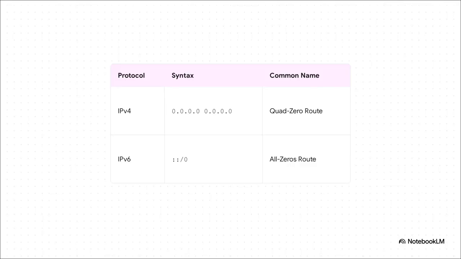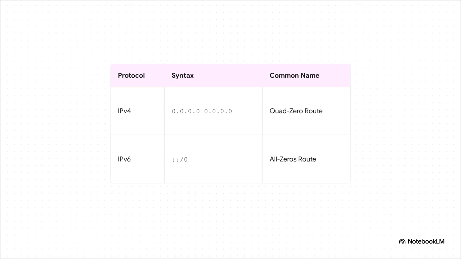And you can't miss the syntax for this one. In IPv4, we call it the quad 0 route. It's just 0.0.0.0, 0.0.0.0. It matches everything because that all zero mask basically means I don't care what the destination is. For IPv6, it's the same idea, just written as ::/0. And a cool little tip, when you're looking at a routing table, the active default route is almost always marked with a little asterisk.